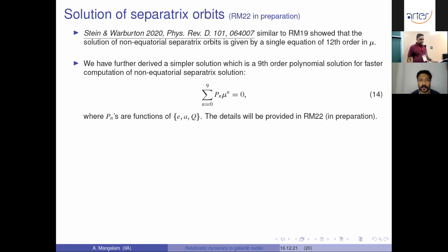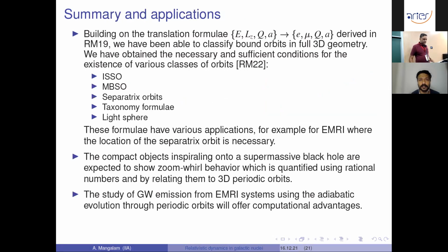Subsequent to our paper, there was a solution for this in 12th order, but we found another solution in 9th order. It's a matter of detail, but it helps us to calculate the inner ISSO, the marginally bound spherical orbits, separatrix orbit. There are taxonomy formulae, light sphere, etc., which is so advantageous when you move to this new set of coordinates.